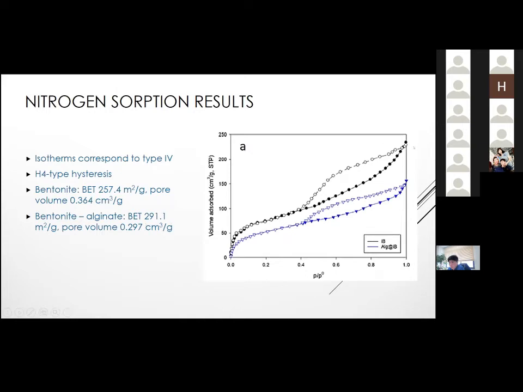And also, interestingly, we found that the addition of alginate does not cause any destruction to the mesoporous structure of the bentonite. As we can see, both of the materials over here have the type 4 hysteresis loop, which is typical for the mesoporous materials. So the addition of alginate here helps to improve the surface area without causing any degradation of the mesoporous structure of the bentonite.